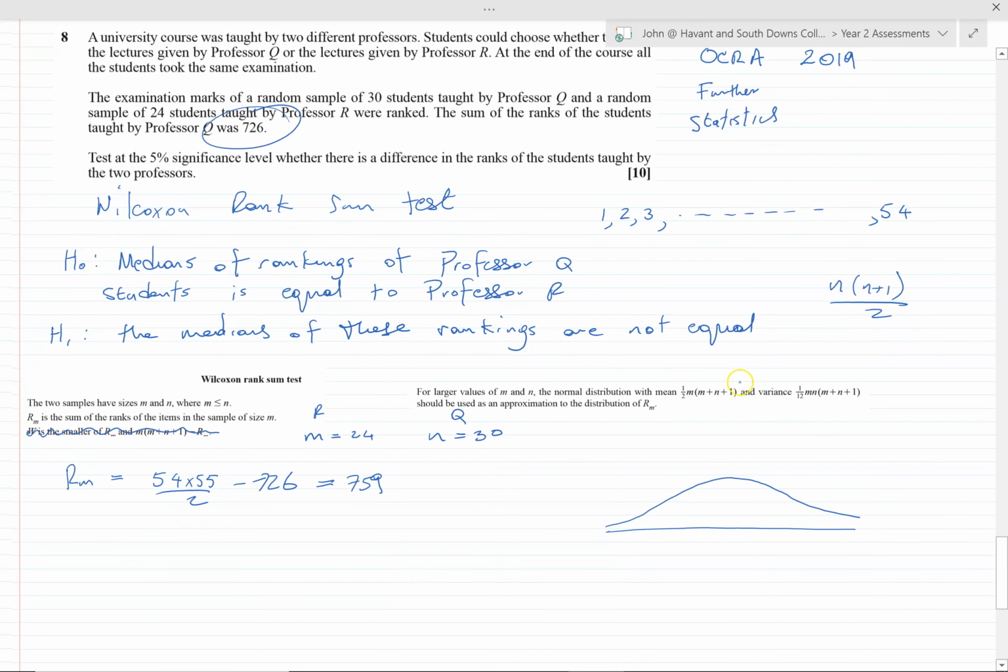So let's work out these quantities for the mean and the variance. The normal approximation would give us the mean is equal to half m times (m plus n plus 1). That's equal to half times 24 times 54 plus 1, that's 55, and that comes to 660.